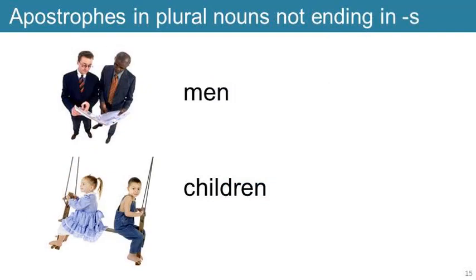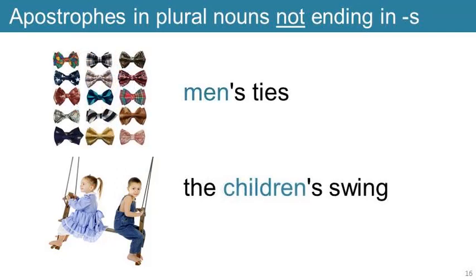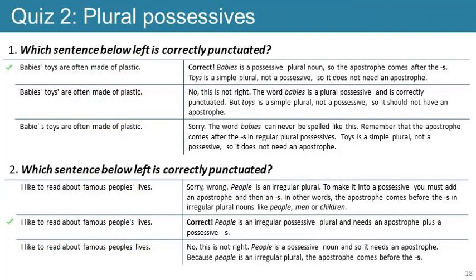However, there are a few nouns which do not end in S in the plural, and some of these are very common, such as men and children. Here are examples of these two irregular plural nouns in a possessive phrase: men's ties and the children's swing. As you see, the apostrophe at the end of the irregular plural noun must be followed by an S, since the plural itself does not end with an S. Pause the video if you want to look at the quiz questions and answers.